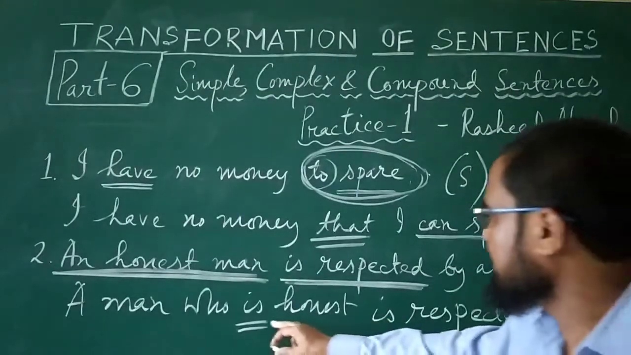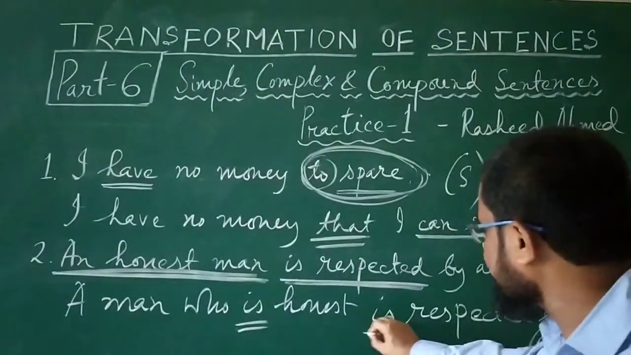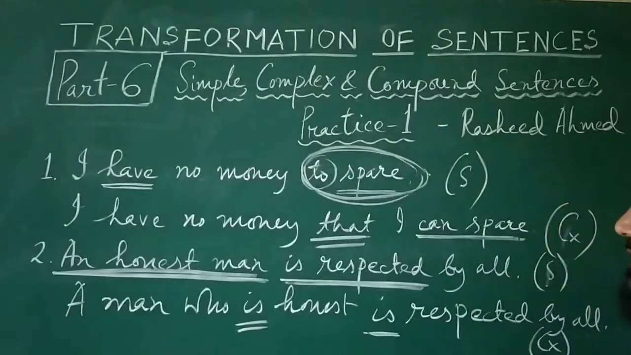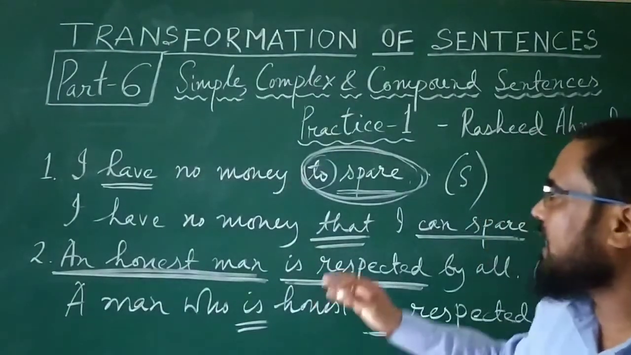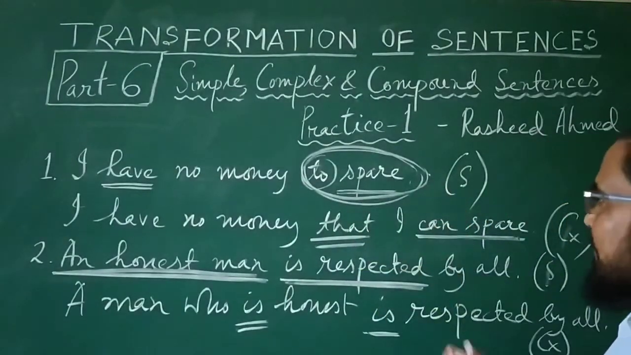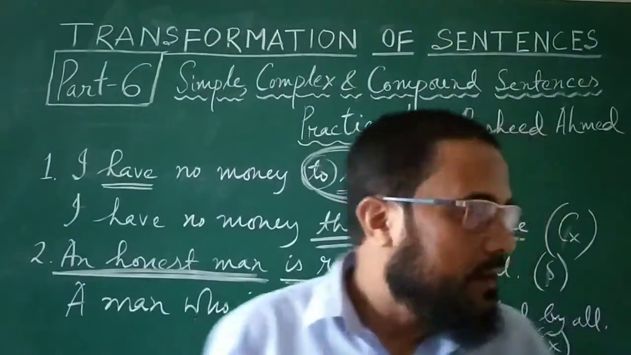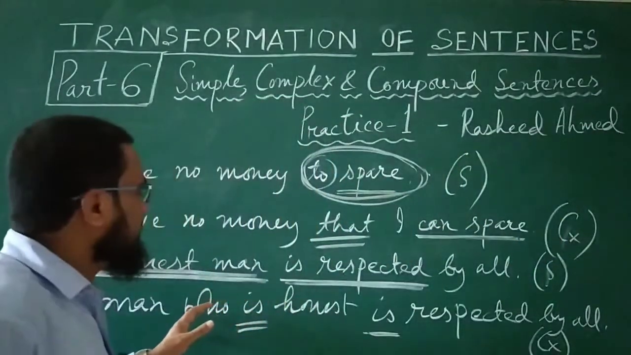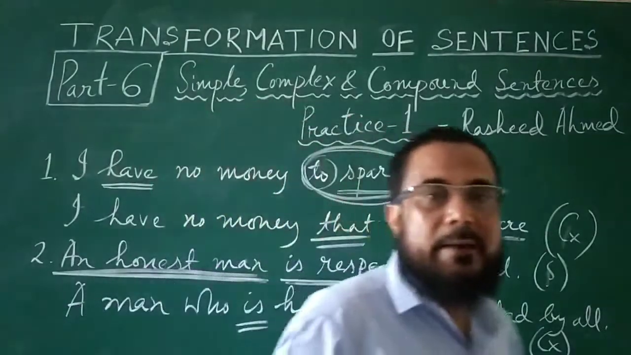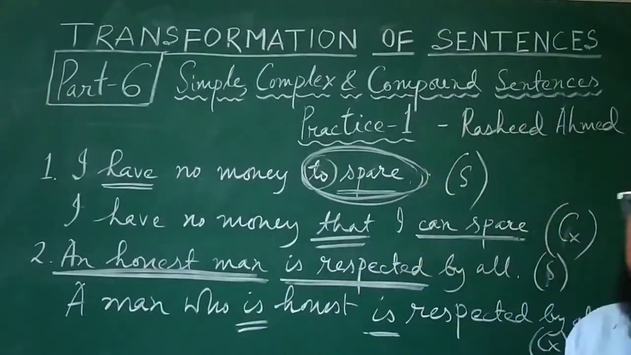So we have got two finite verbs. One is, and again one is. Two is's are there, and both are finite. So, I have no money to spare: simple. I have no money that I can spare is complex. An honest man is respected by all: simple. A man who is honest is respected by all is complex.